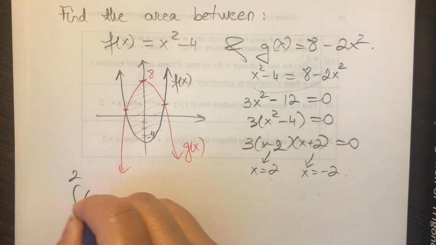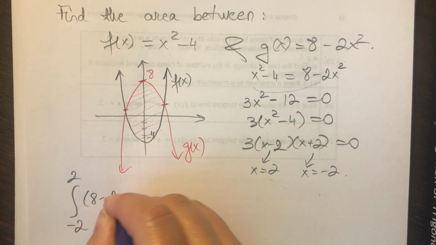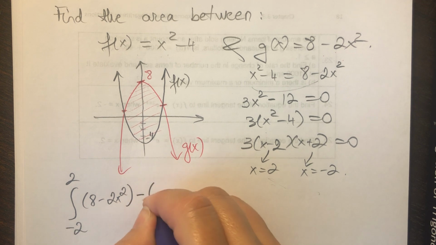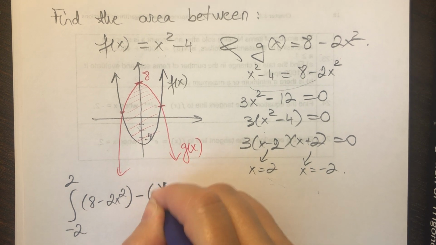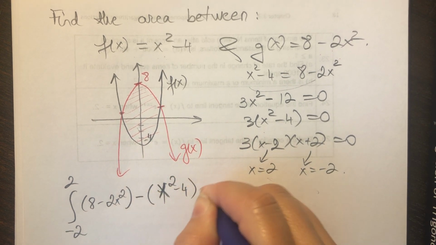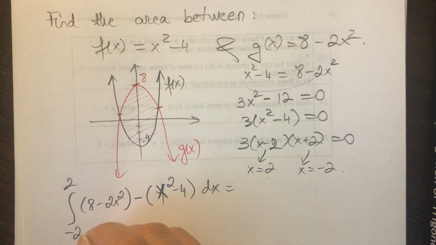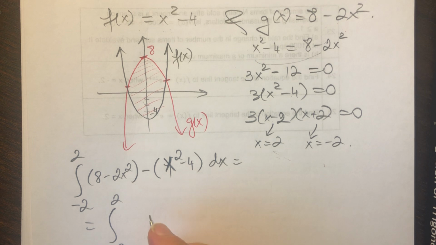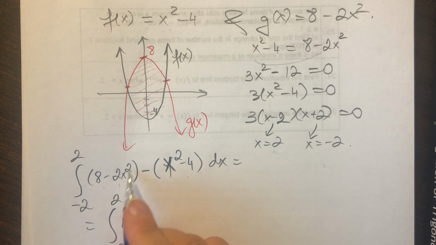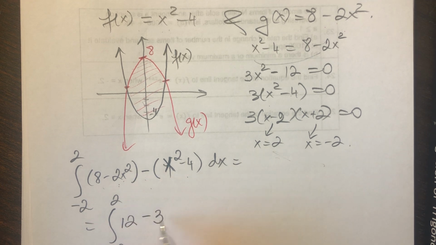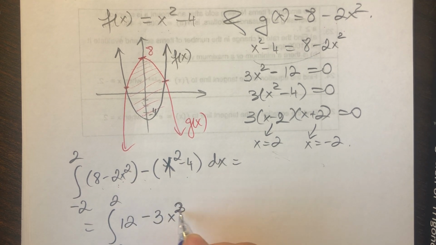So what do we start with? We're starting with the g function, that's higher, minus the function f of x, which is the lower function. All right. So I have to find the integral from -2 to 2. It's going to be an 8 minus -4, which is a 12. -2x cubed minus 1 more cubed is a -3x squared.